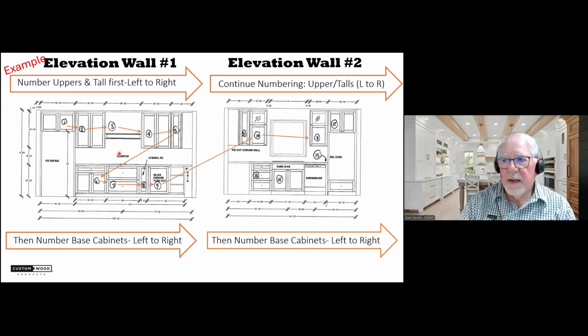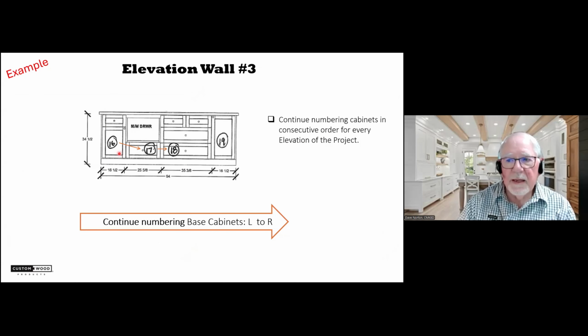As we move to the next elevation, that numbering wants to continue. And then as we move to the island, again, the numbering is going to continue. And this is true throughout an order. If you've changed styling sections, which we do in this job because the island's a different color, you still continue the numbering. So if you have a kitchen, a bathroom, a mudroom, please don't start over with number one in each room.